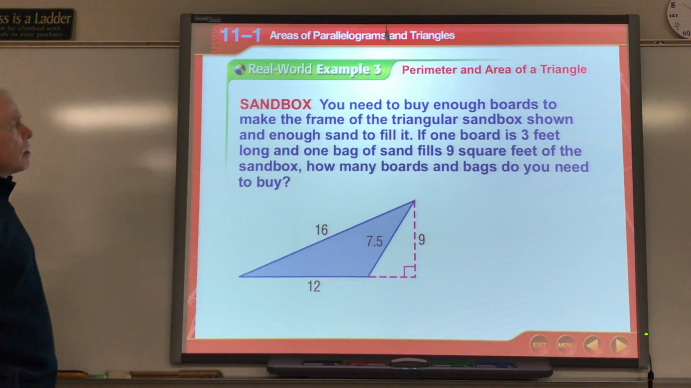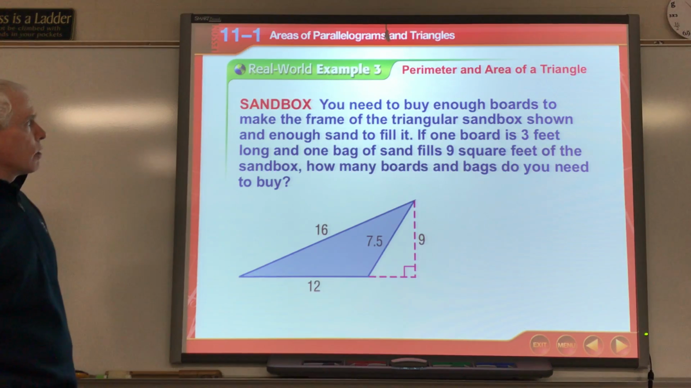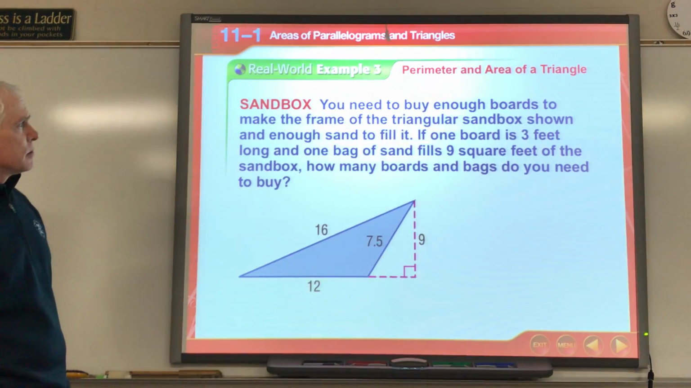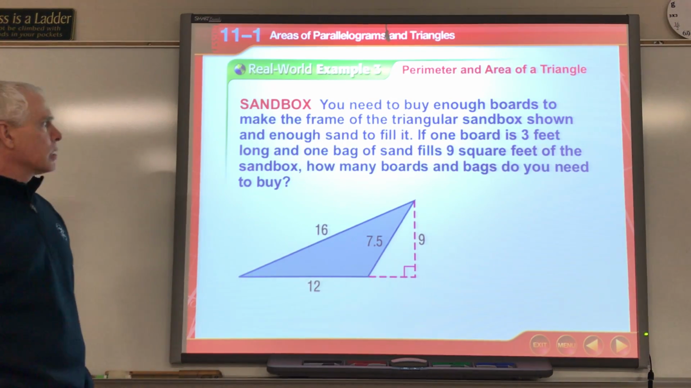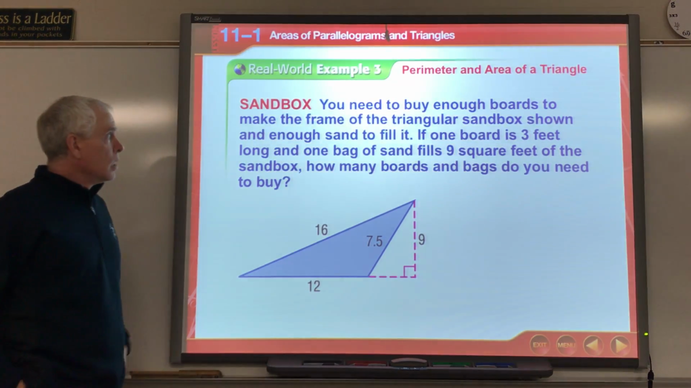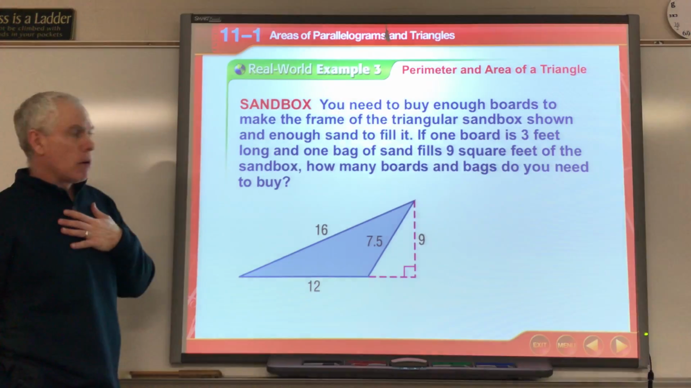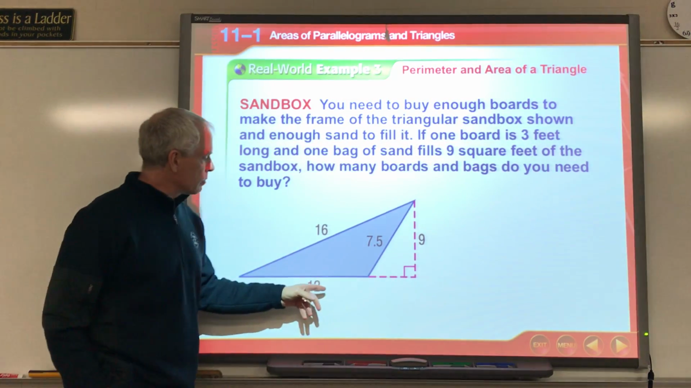So you need to buy enough boards to make the frame of a triangular sandbox and enough sand to fill it. If one board is 3 feet long and one bag of sand fills 9 square feet of the sandbox, how many boards and bags do you need? Well, when I talk about boards, I'm talking about perimeter. Okay, so the perimeter, I'm just going to add up the sides.